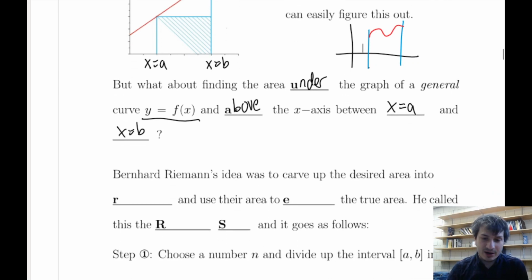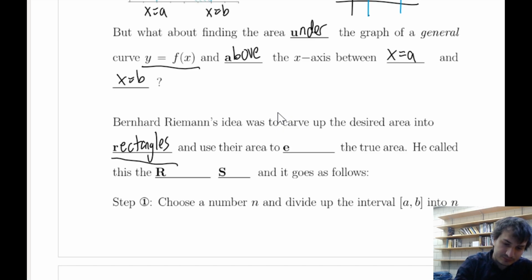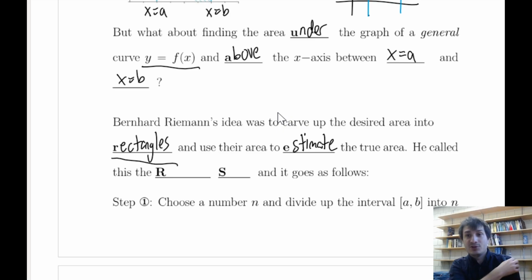So this guy, Bernard Riemann, who is one of the most famous mathematicians of all time, had this idea: let's carve up the desired area into rectangles, and use their area to estimate the true area. We can't get the true area directly. What we can do is estimate it using rectangles, and then hope to find a way to make our estimation more and more accurate. He called this the Riemann sum. Probably what actually happened is he invented this thing, and then somebody else said, Riemann invented it, let's call it a Riemann sum.